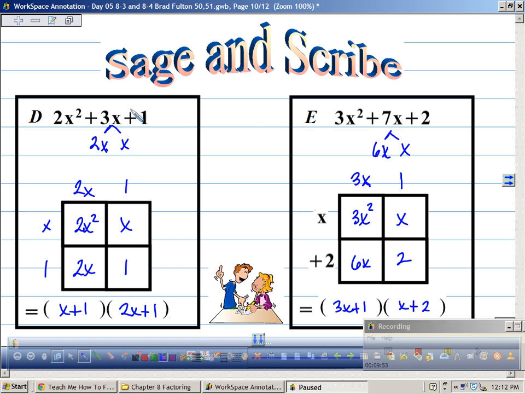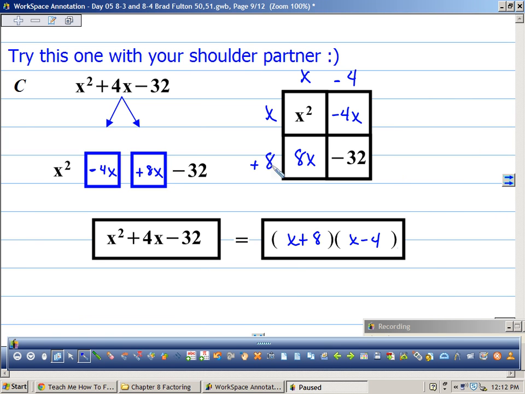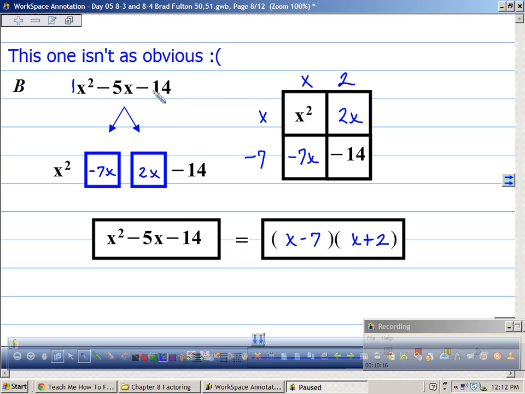Notice that if you have a positive sign in front of this constant, both signs are going to be positive. Positive sign, both signs positive. Look back here. A negative means at least one of them has to be negative. What about this one? Two negatives. At least one of them has to be negative, because this is negative.